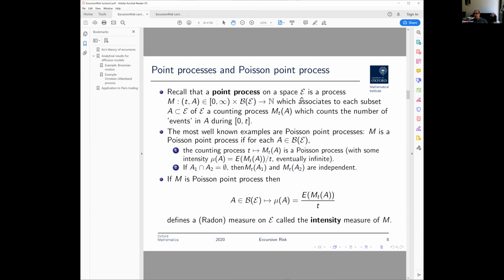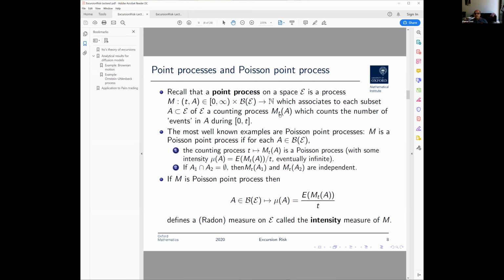So you think of a bunch of events in some space E. Events occur with values in the space E, and they occur in time. A point process associates to each time t and to each subset of E, which I call A here, a number M_t of A. M_t of A counts the number of events which happened in the set A during the time 0 to t. Obviously, if you fix A and you increase t, it's going to be an integer valued process.